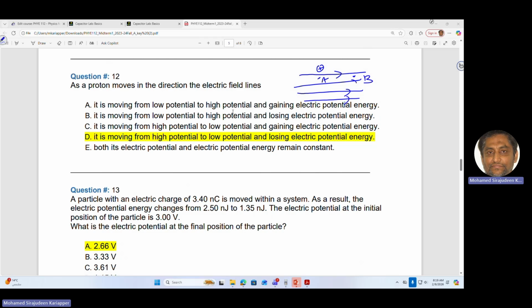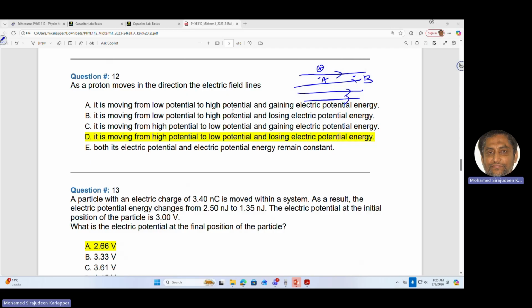So suppose this proton, a positive particle, moves from A to B in the direction of the electric field. Now you can tell me, it doesn't depend on the charged particle. If there is an electric field, potential decreases in the direction of the electric field. So potential at A, in my diagram there, is greater than the potential at B. So when the particle moves, it doesn't matter whether it's a positive particle or negative particle.